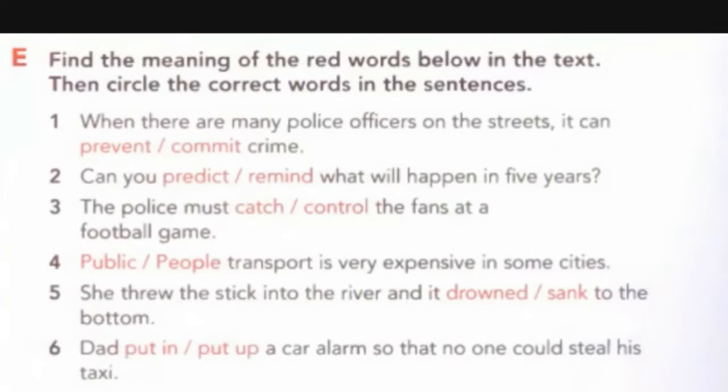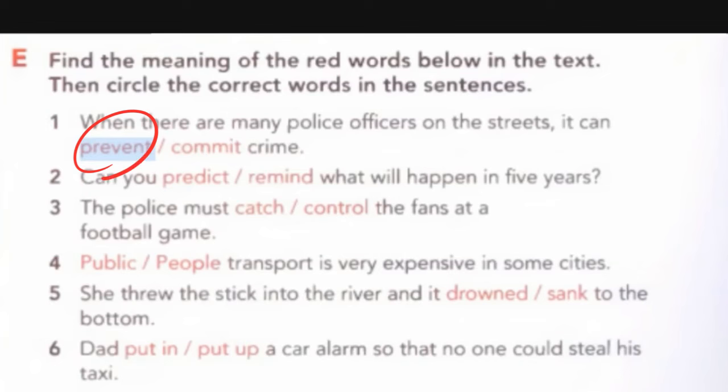Okay, Aisha already has the answer for number one. She says it's prevent. When there are many police officers on the streets, it can prevent crime. Prevent means to avoid, to stop something from happening. If you say commit crimes, who commits crimes? Commit is for the criminals, the bad guys. They commit crimes, they do something bad. This is called commit crimes. So the answer here, prevent, is correct, to stop crime. Police officers, of course, are here to stop crime.